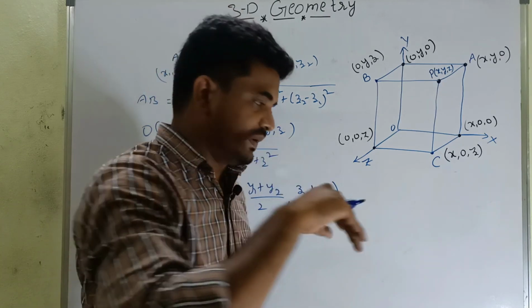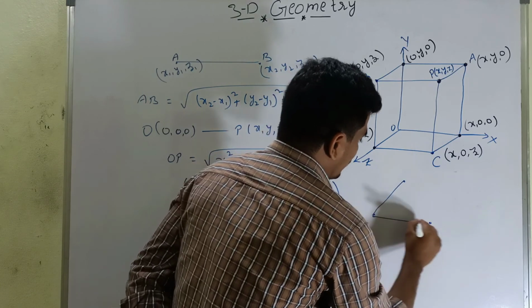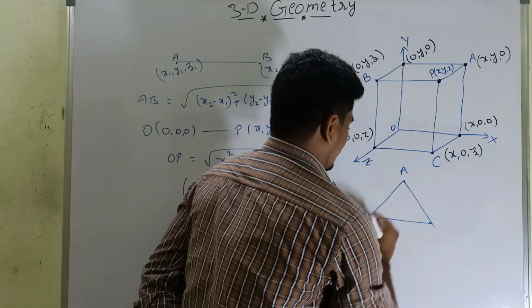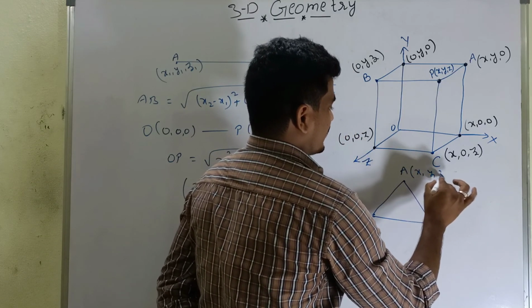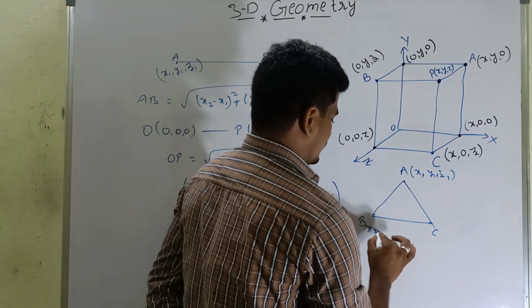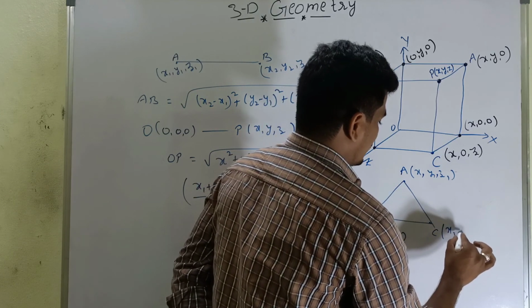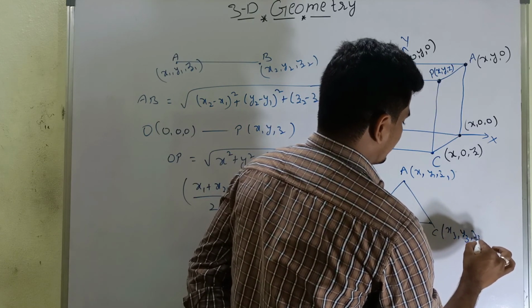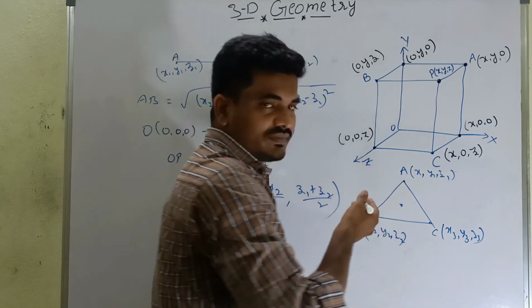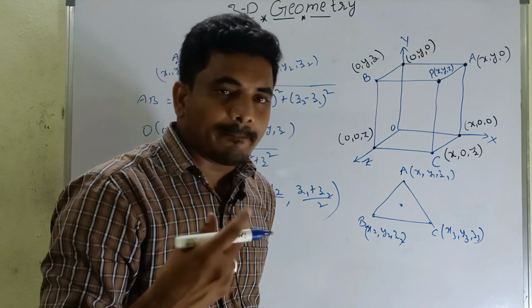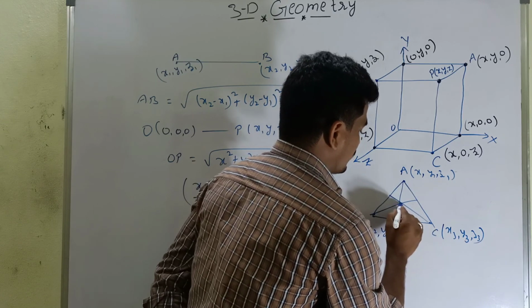If 3 points are there in a plane, like here A, B, C, and the 3 points form a triangle ABC, if this point is x1, y1, z1, this is x2, y2, z2, and this is x3, y3, z3, then what is the centroid of this triangle? Yes, we know the centroid is nothing but the concurrent point of medians. The concurrent point of medians is called the centroid.